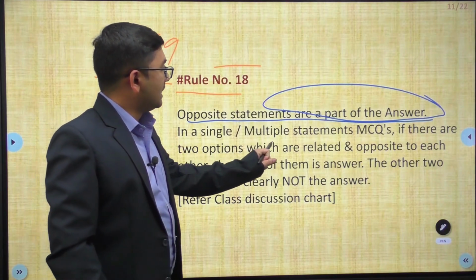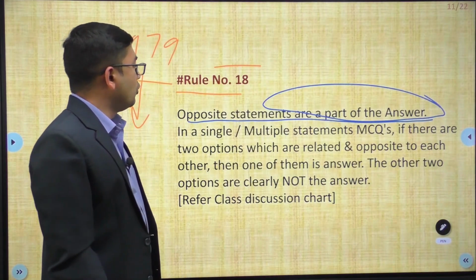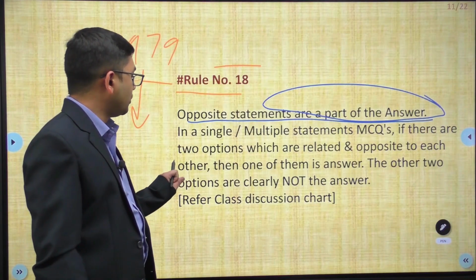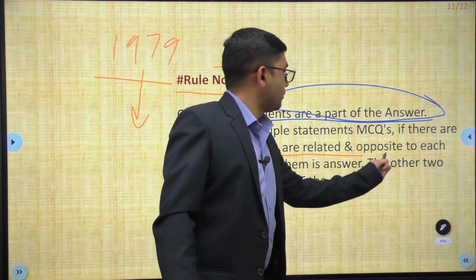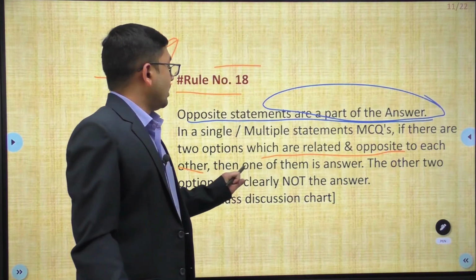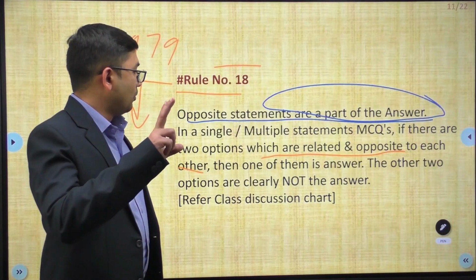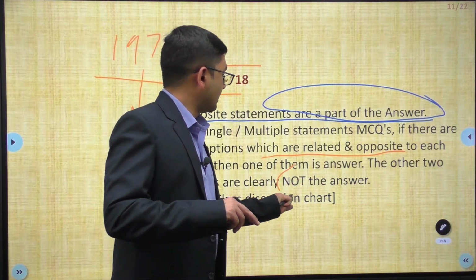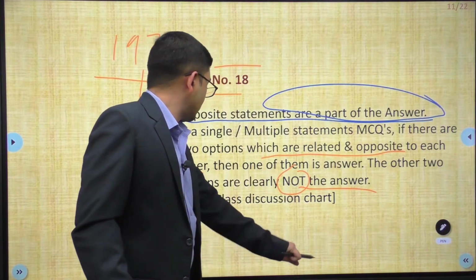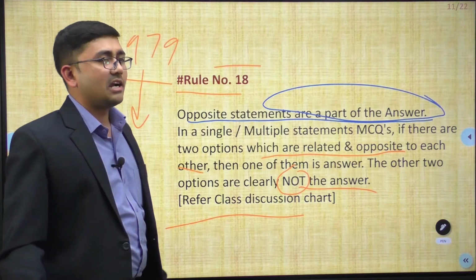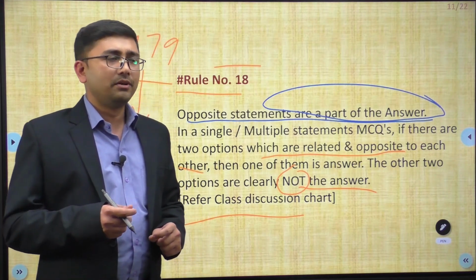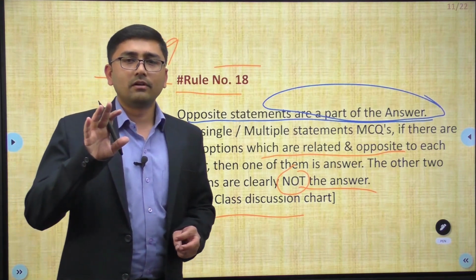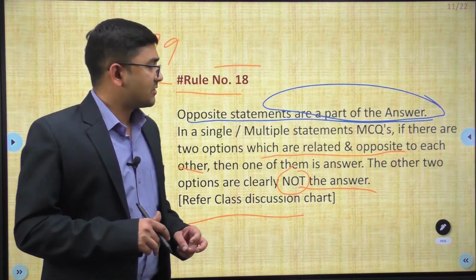Okay, in single or multiple statement MCQs, if there are two options which are related and opposite to each other, one of them will be the answer, and the other two are clearly not the answers. Refer to the class discussion chart. I will give you handouts in between the course also. It will be available in your study material.